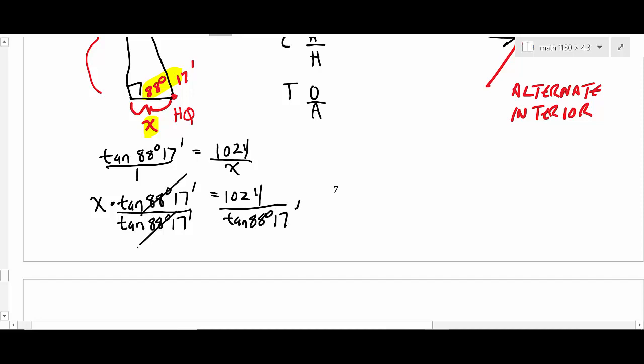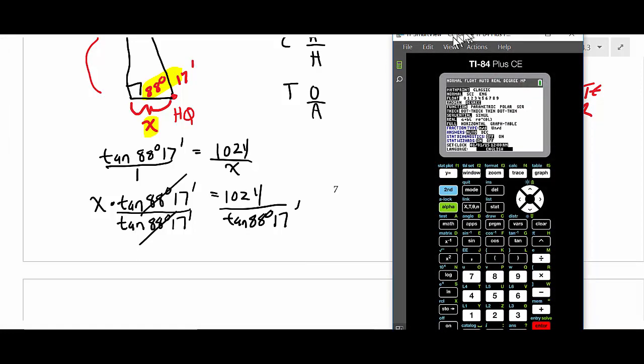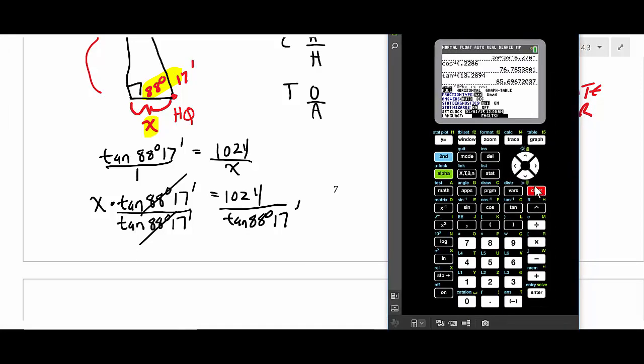The way you ultimately find x is you want to take your calculator and do 1024 divided by that tangent. You want to be in degree mode, and you can do this along with me if you want to. So we're just going to go 1024 divided by tangent. Now, I showed you two ways to put the minutes and seconds in there. The best, simplest way is 88.